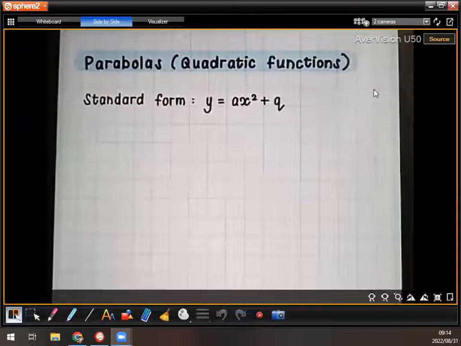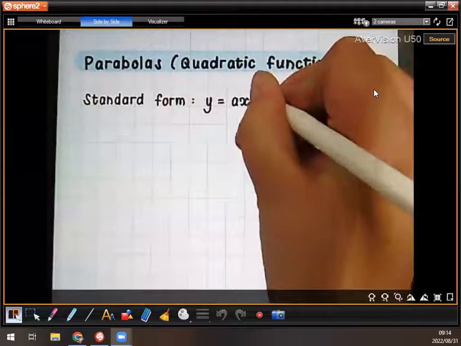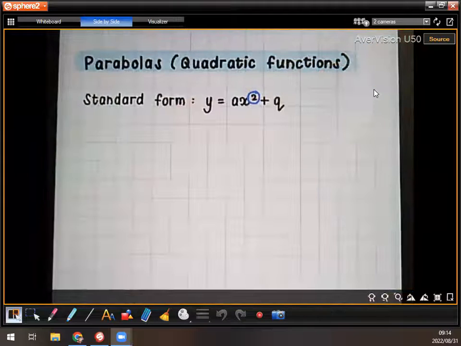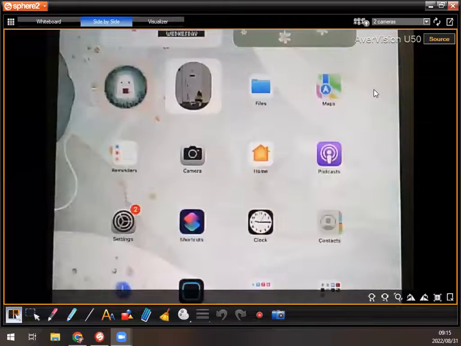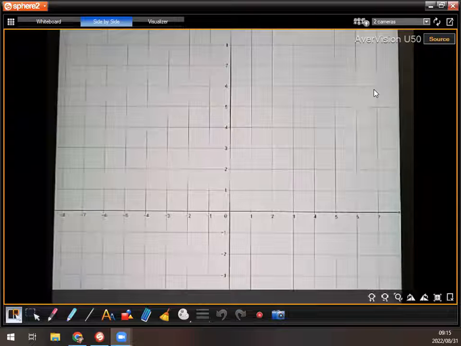Guys, when you're looking at the standard form, I want you to notice that there is an x squared. Remember the other day, I said that there is an identifying property in each equation of each type of graph, right? For a straight line, it was when it just has an x to the 1. For a parabola, as soon as you see that x squared, you're going to know that it is a parabola, a quadratic function. We are actually going to look at a few examples. I'm just going to pull up some graphs on here.